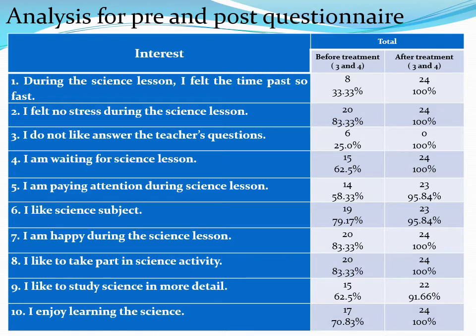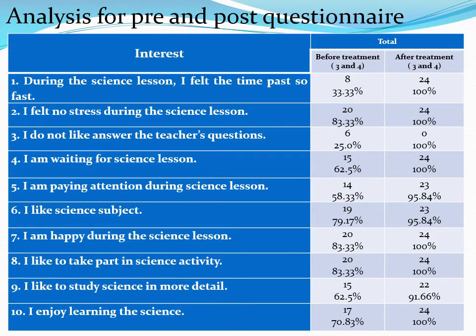Analysis for the part of interest. First, during the science lessons, I feel the time passed so fast. Before the treatments, 8 pupils, but after the treatments, it becomes 24 pupils. Second, I felt no stress during the science lessons. Before the treatment, 20 pupils felt no stress, but after the treatments, all of the pupils feel no stress during the science lessons. Third, I do not like to answer the teacher's questions. Before the treatments, 6 of them didn't like to answer the teacher's questions. But after the treatments, all the pupils like to answer the teacher's questions.